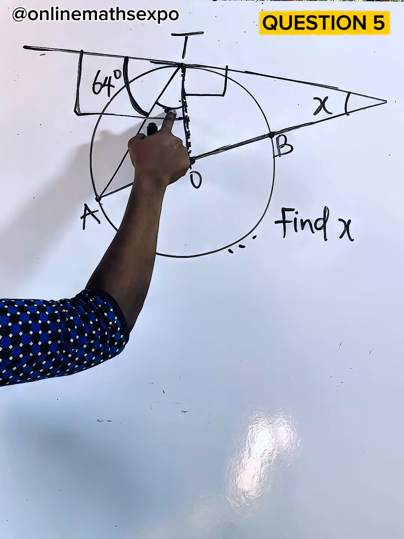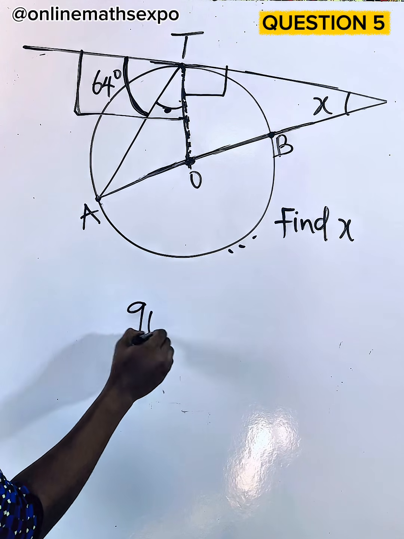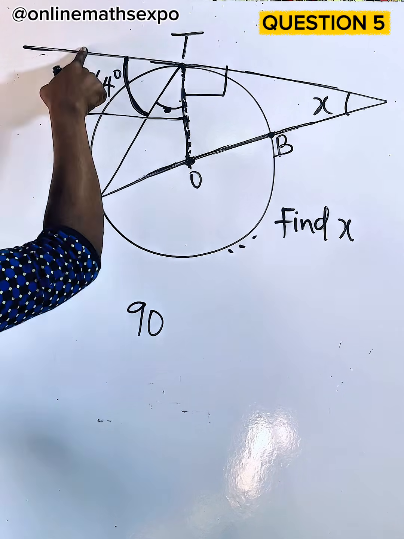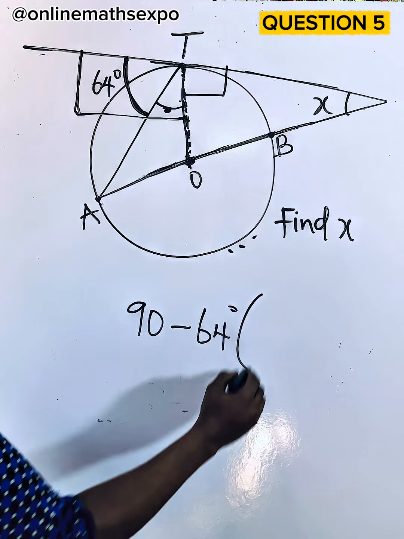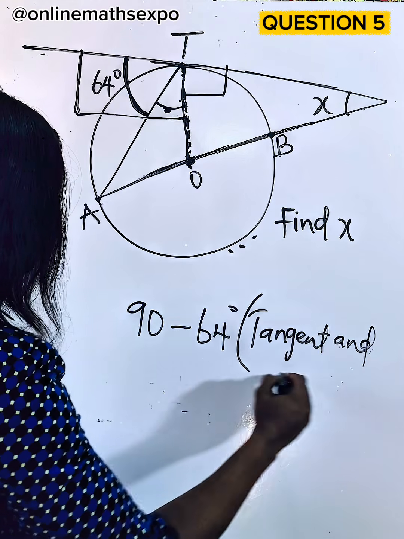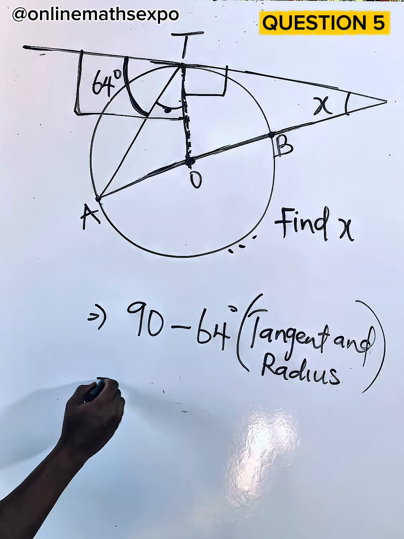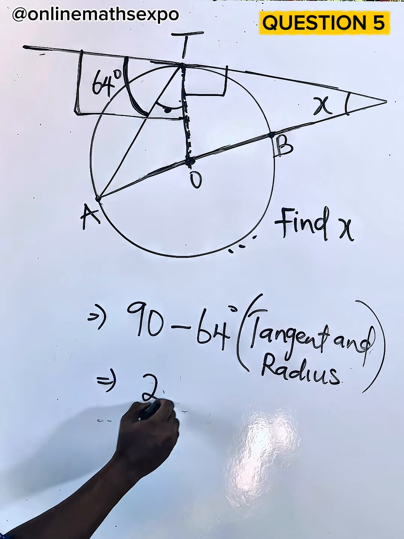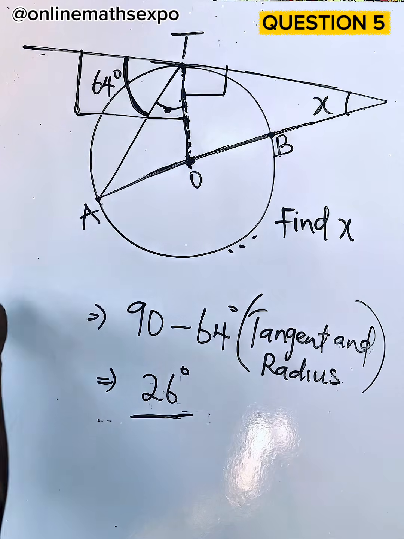So let's get this remaining part. It means that to get this, we are going to do 90, which is the angle it has already made, minus 64 degrees. What is our reason? The tangent and the radius theorem. That's your reason for doing this. So when you subtract this, it is going to give us 26 degrees. It means that this angle here is 26.